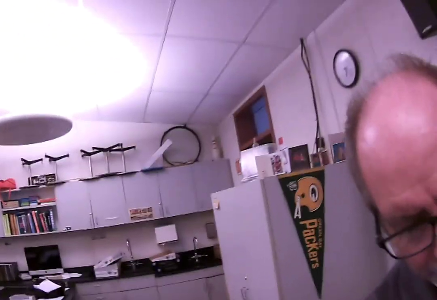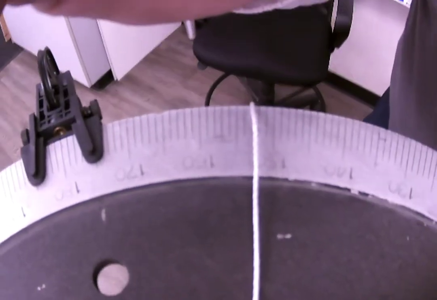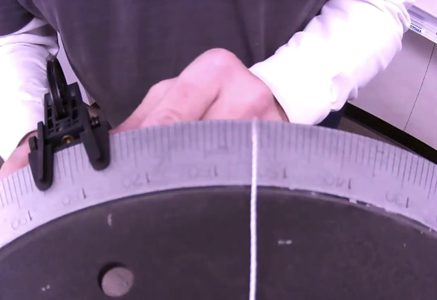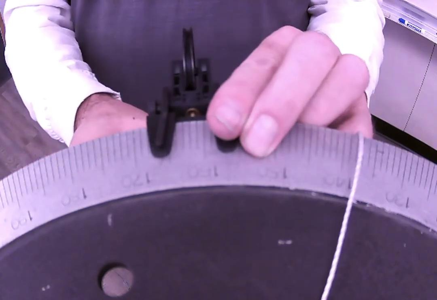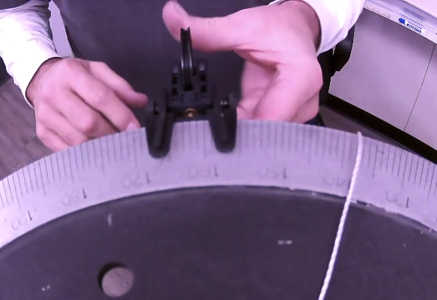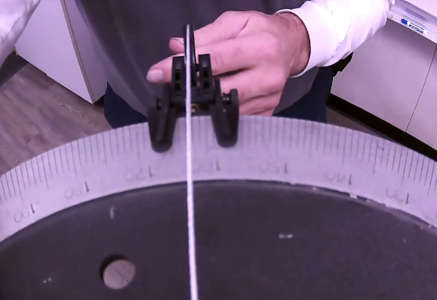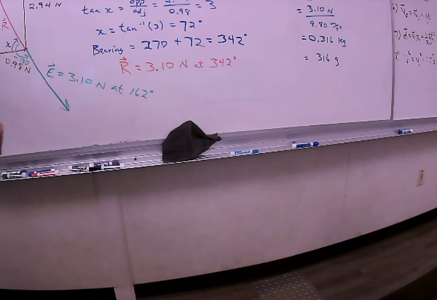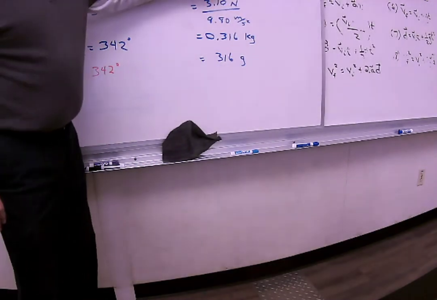So I'm going to put my pulley on the force table. I'm going to put the pulley at 162 degrees, as carefully as I can get it there. 162 degrees is right here. Okay, so the string is going to pull at 162 degrees. Now, I have to figure out how much mass I'm going to use to produce that much force. So I need to find the mass.